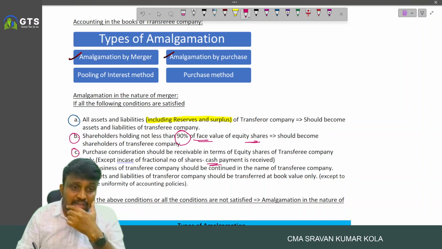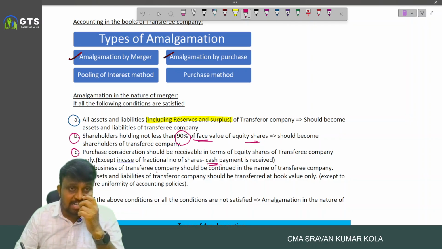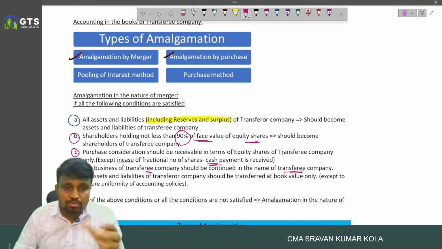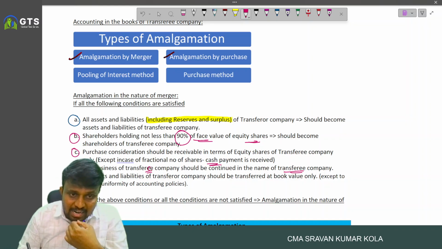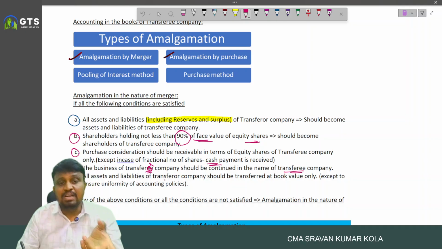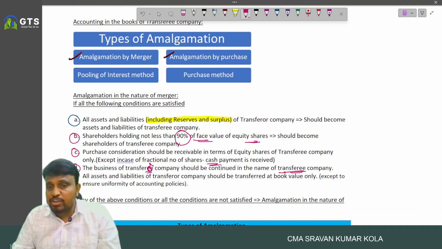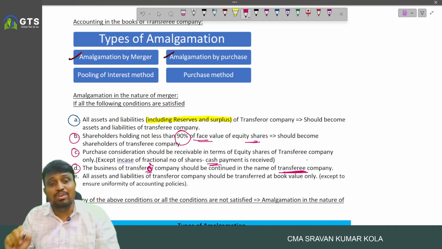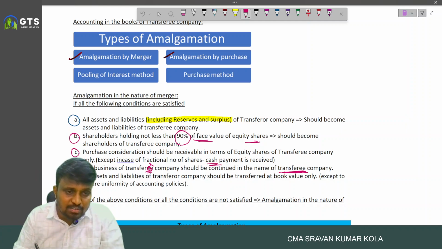Cash payment. And fourth, the business of transferor company should be continued in the name of what? Transferee company. The business of transferor company should be continued in the name of transferee company.